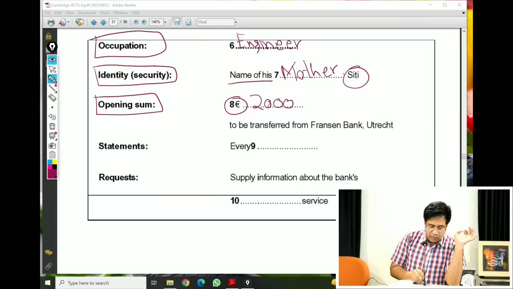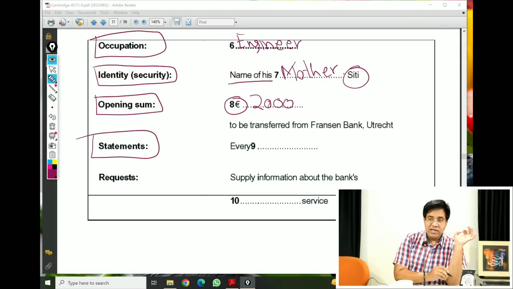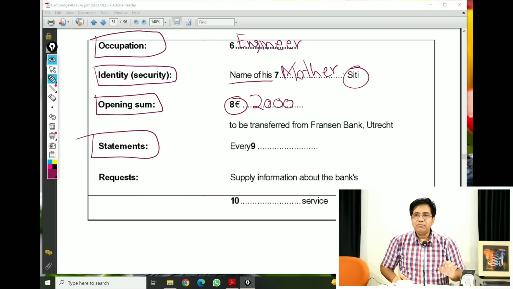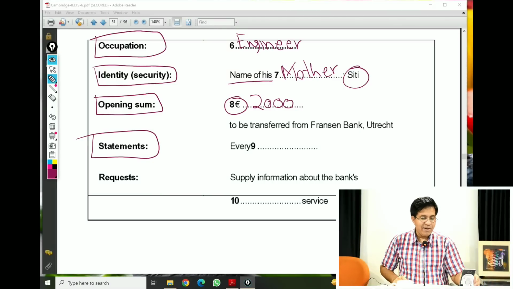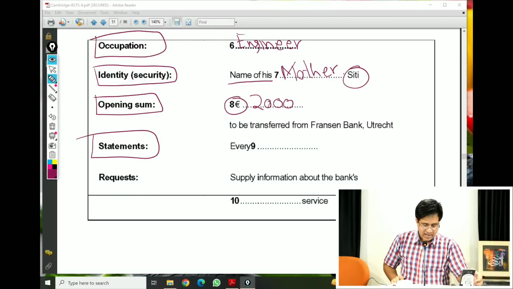Okay. Now, next, statements. You know bank statement? All right, listen. And how much would you like to open your account with? We usually ask for a minimum sum of £50. That's about €75. We usually ask for. But the man is going to deposit 2,000 euros. I'm going to transfer 2,000 euros from my Dutch account. Okay, that's great. Now, let's move on.